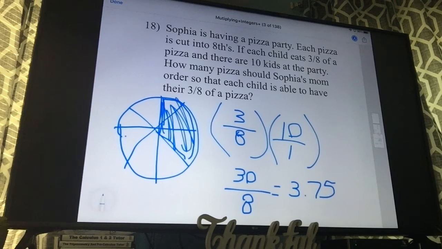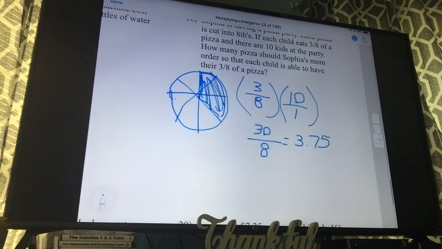So, how many pizzas should Sophia's mom have to order? Okay, can you order 0.75 of a pizza? Okay, no, you can't. The pizza place would be like, what the hell are you talking about? Okay, so you have to order whole pizzas. So, should she order 3 pizzas or 4 pizzas? Okay, because our answer is 3.75. And we need to make sure that each kid can have their 3/8 of a pizza. Okay, so could you order 3? You couldn't, because then somebody's going to get gypped, okay? So she needs to order 4 pizzas.